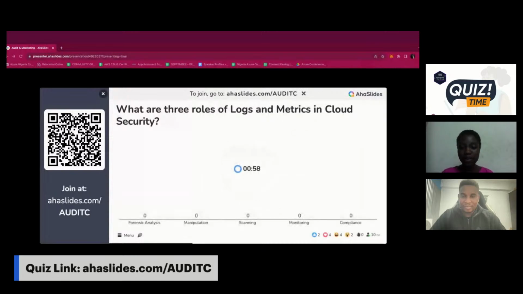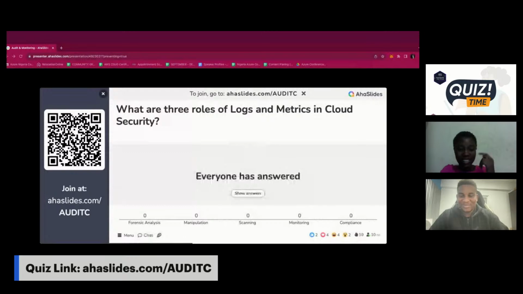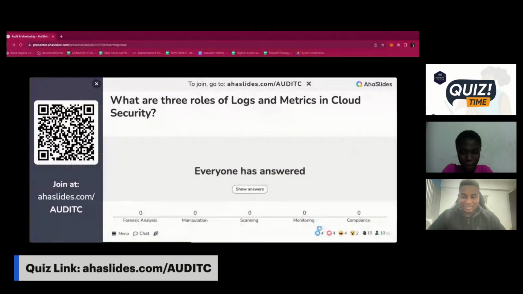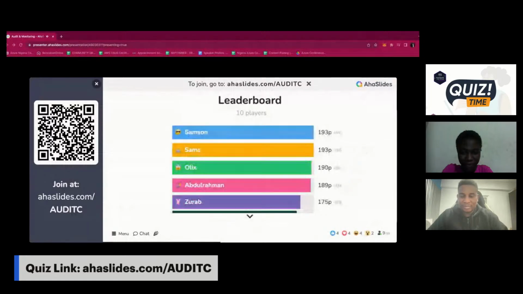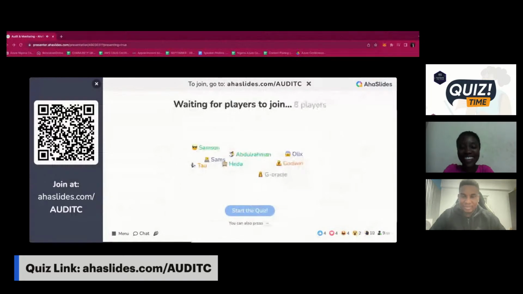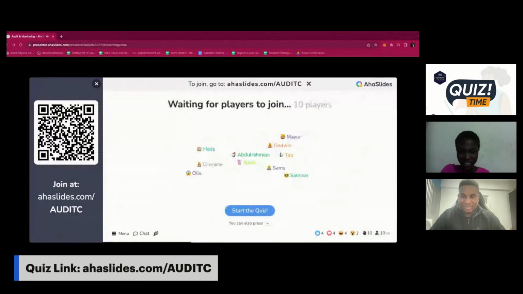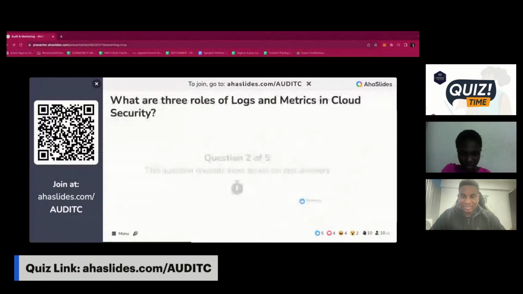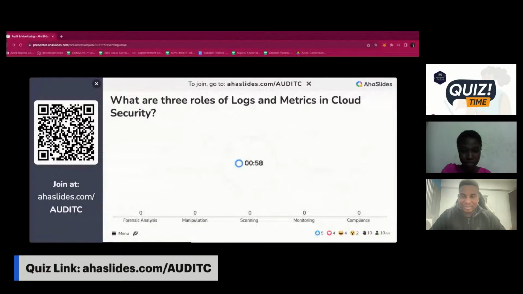Let's see how other questions will be. Question 2: what are the 3 roles of logs and metrics in cloud security? What are the 3 roles of logs and metrics in cloud security? Let me see the reactions. People are busy thinking. Okay, everyone has answered. Let's see the answer now. Tao is still leading. Okay, let's see the answer to question 2.